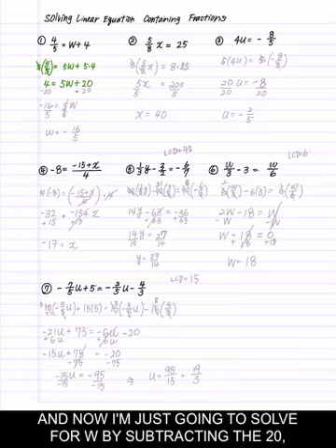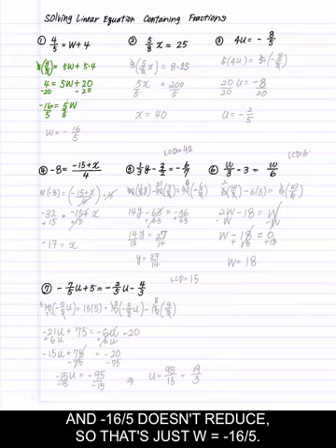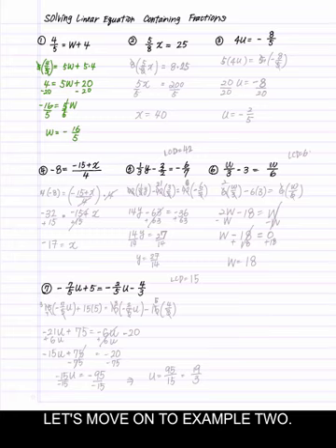And now I'm just going to solve for w by subtracting the 20. That gives me negative 16 equals 5w, then I divide by 5. And negative 16 over 5 doesn't reduce, so that's just w equals negative 16 over 5. That's my answer. Let's move on to example 2.